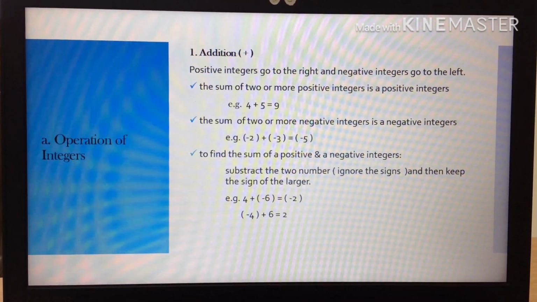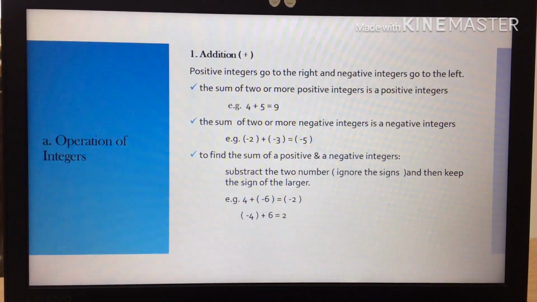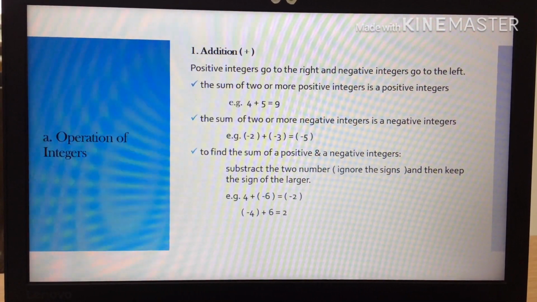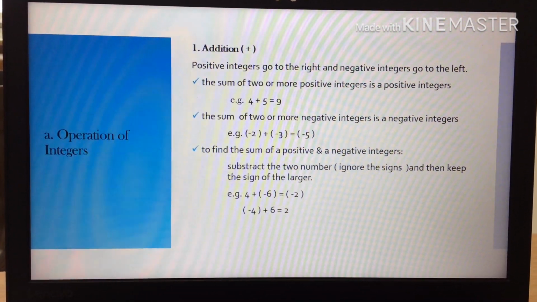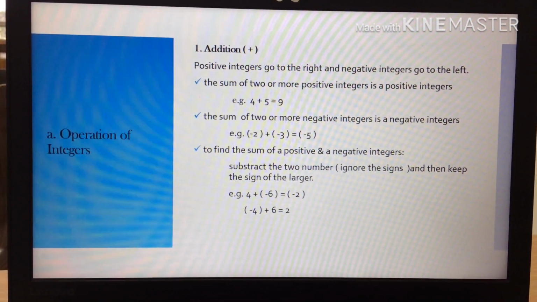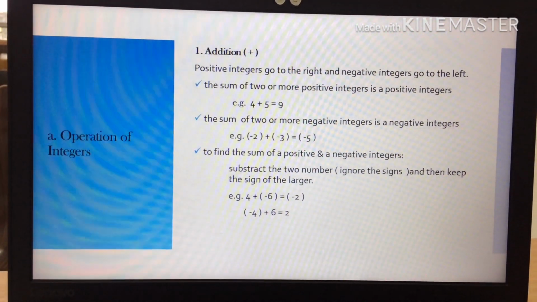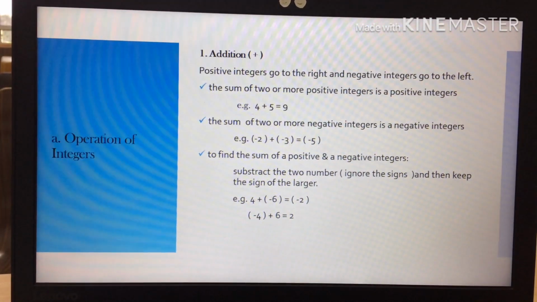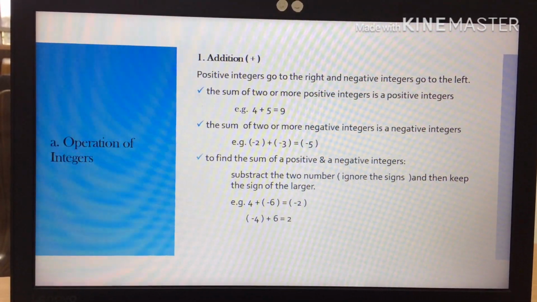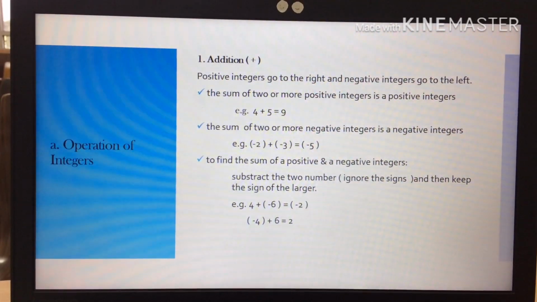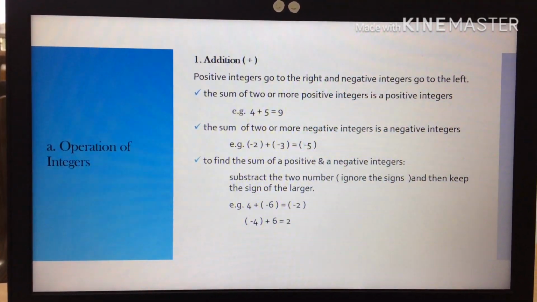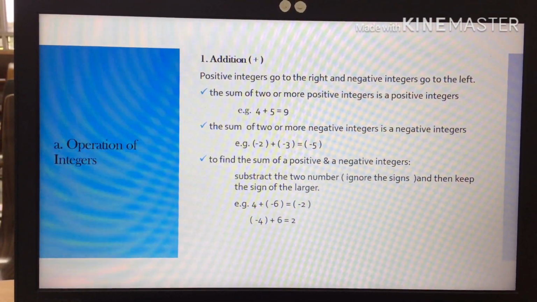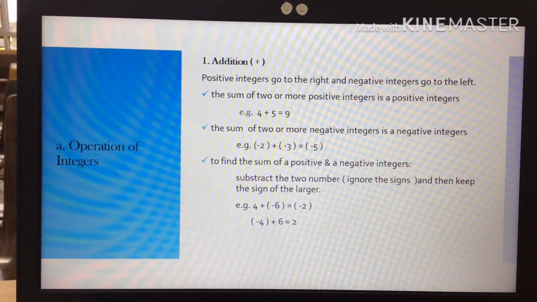And the third is to find the sum of a positive and a negative integers. Subtract the two numbers or ignore the signs and then keep the sign of the larger. For example, the first example is 4 plus negative 6 equal negative 2. And the second example is negative 4 plus 6 equal 2.